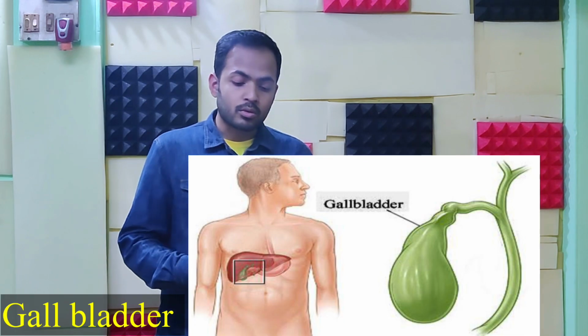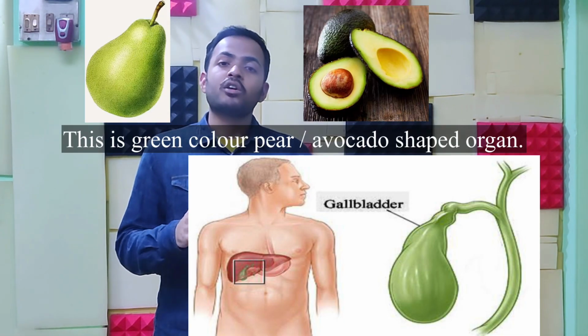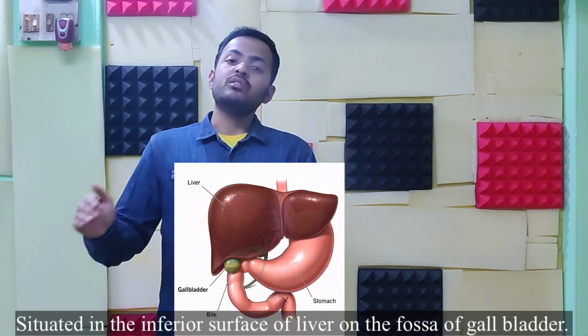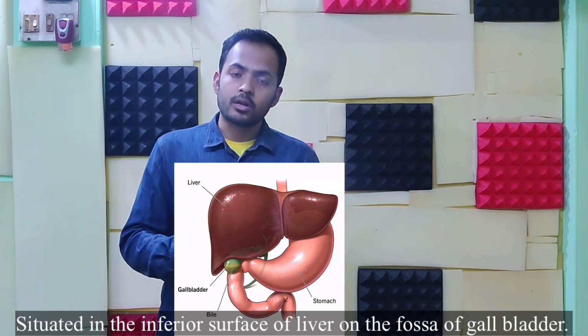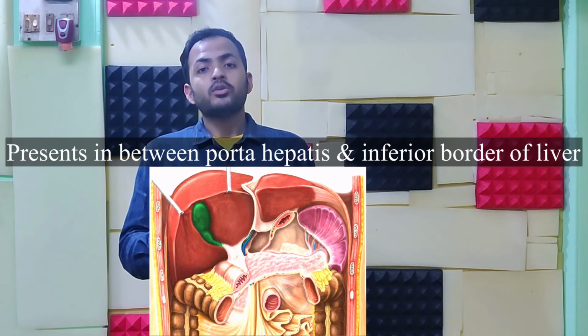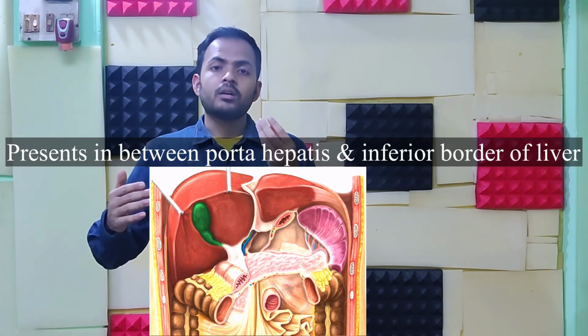As you can see in this photo, this is a green-colored pear-shaped organ, or you can say avocado-shaped organ. Anyway, this organ is present in the inferior surface of the liver in the fossa of the gallbladder. It is present between the porta hepatis and the inferior border of the liver.